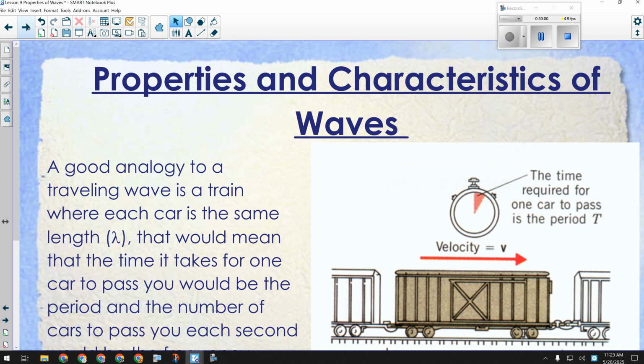All right, so they use a train analogy here to go through the different properties of the wave. The speed of the train is the speed of the wave. The length of one car is the wavelength. The number of cars that go by every second is the frequency. The time for one car to go by is the period.